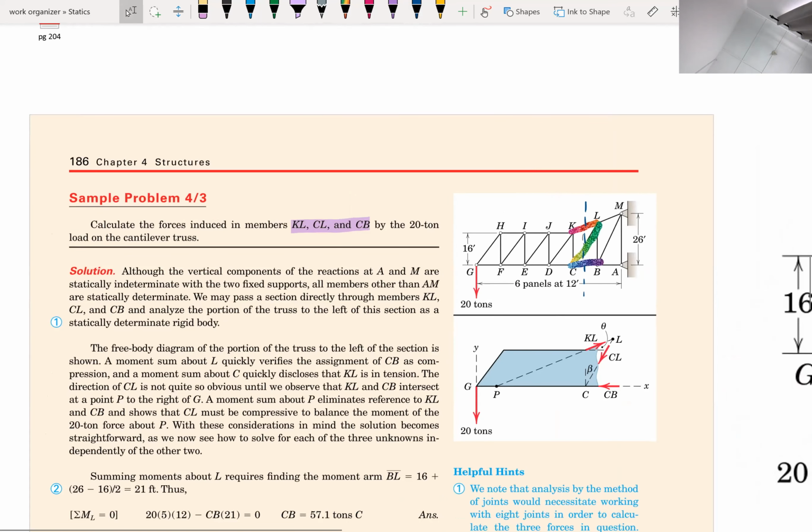Here I just highlight the same point that I mentioned. We may pass a section directly through members KL, CL and CB, and then we analyze the portion of the truss to the left. Which means kita akan analyze dia to the left. So we are going to analyze this part, to the left. That's it.